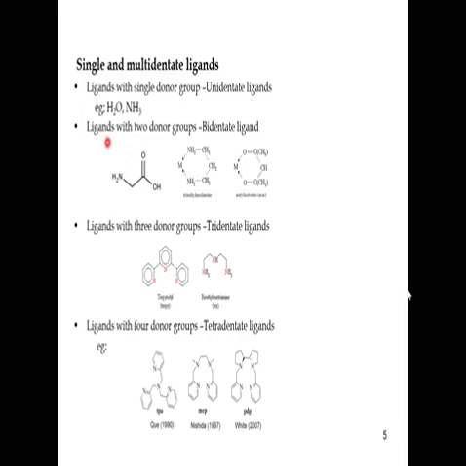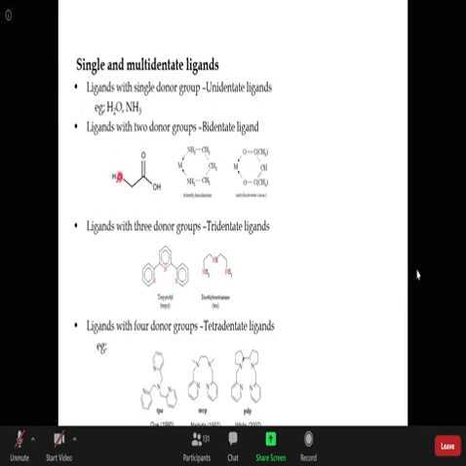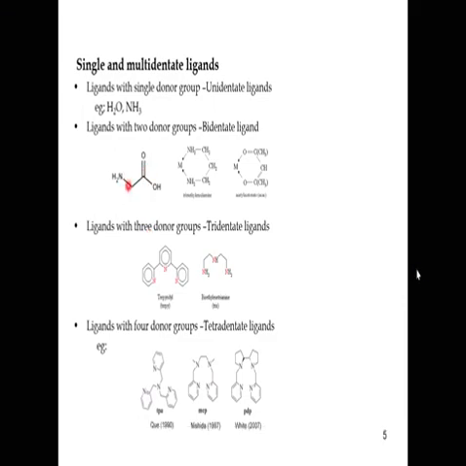And ligands with two electron donor groups, we call them bidentate ligands. Example, what we considered in the previous slide, the glycine. This is an amino acid, the simplest amino acid. And here, depending on the pH, this can undergo ionization or deprotonation. And definitely here the nitrogen and this one, so there are two.